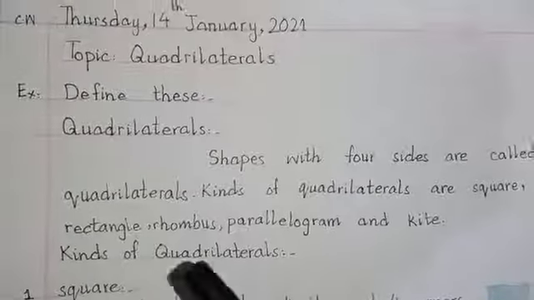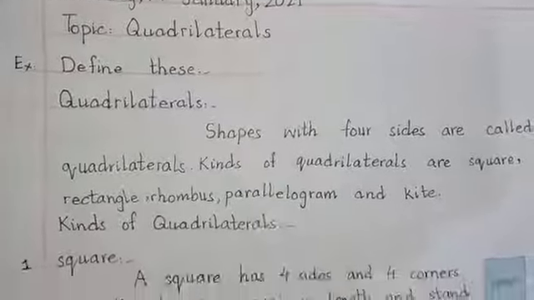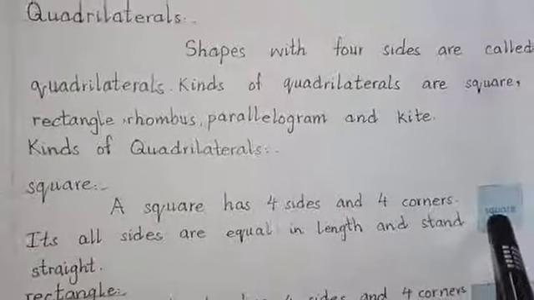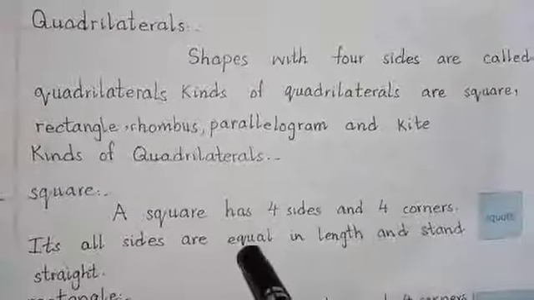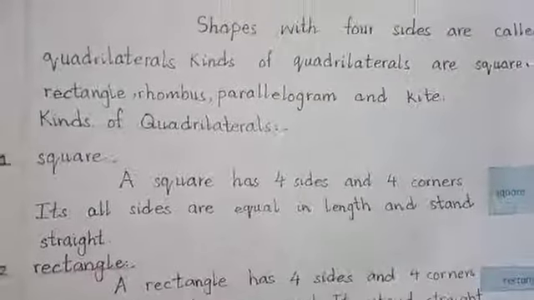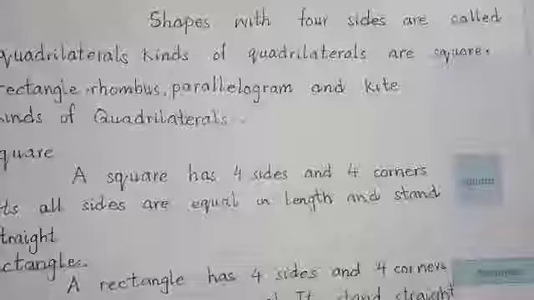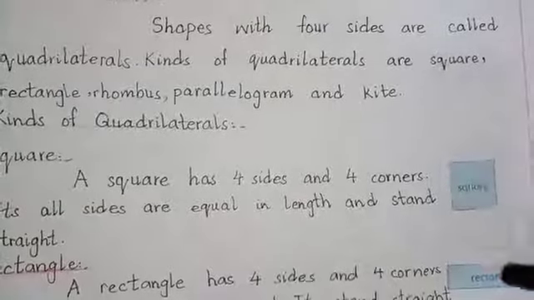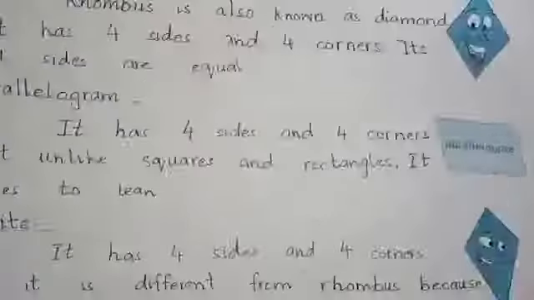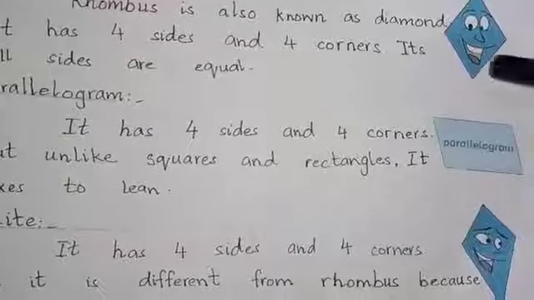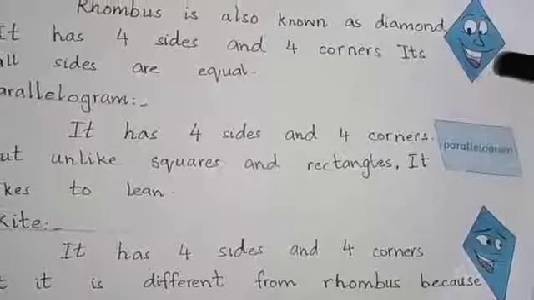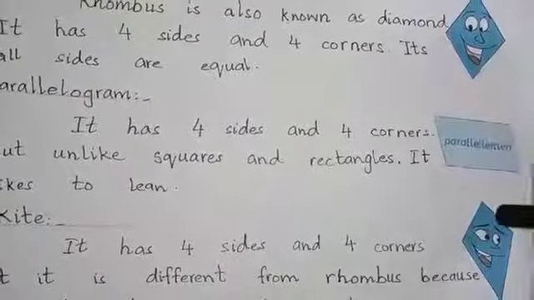So students, you have to write these definitions and also learn them, and draw or paste the shapes with their definitions, okay. Look at these, all these shapes have four sides, so they are kinds of quadrilaterals.